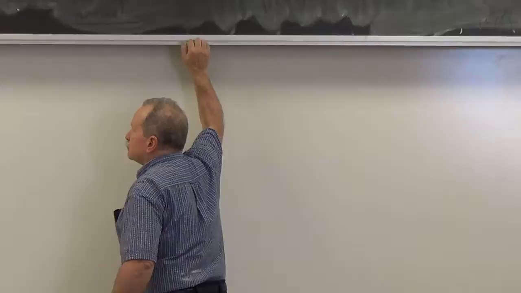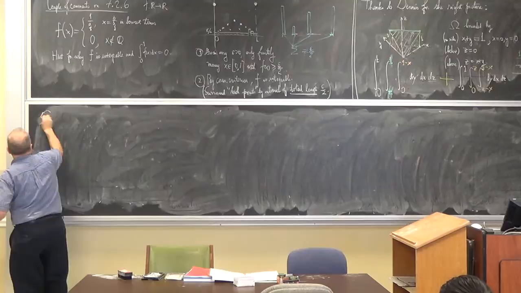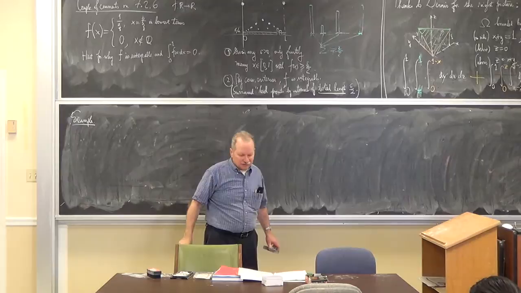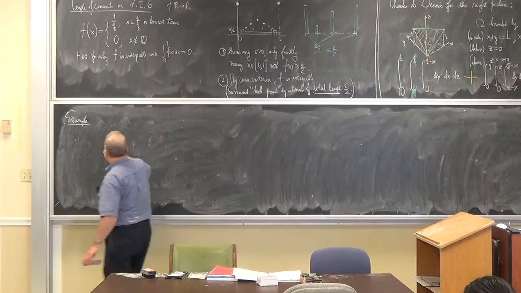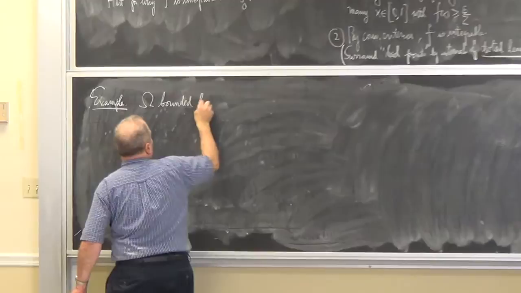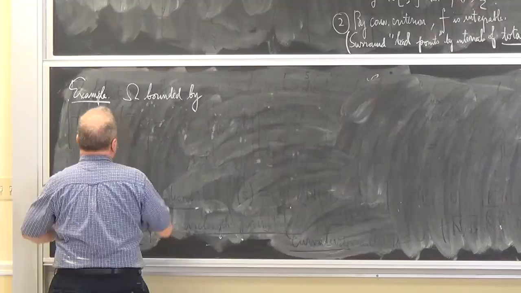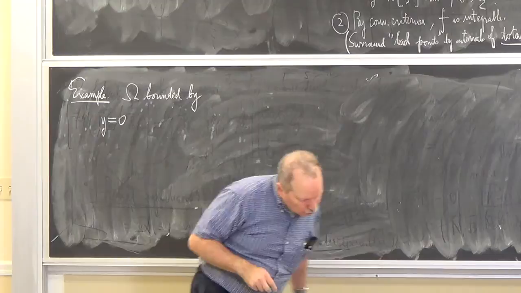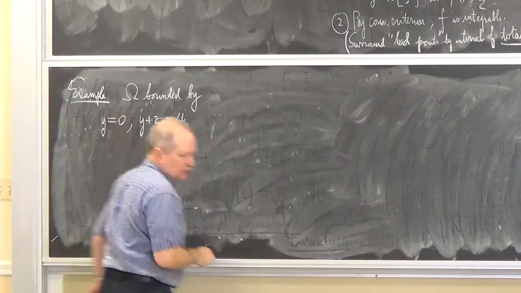All right, another example. We were numbering them. This is number 4. Omega bounded by y equals 0, y plus z equals 4, and y equals 4 minus x squared.